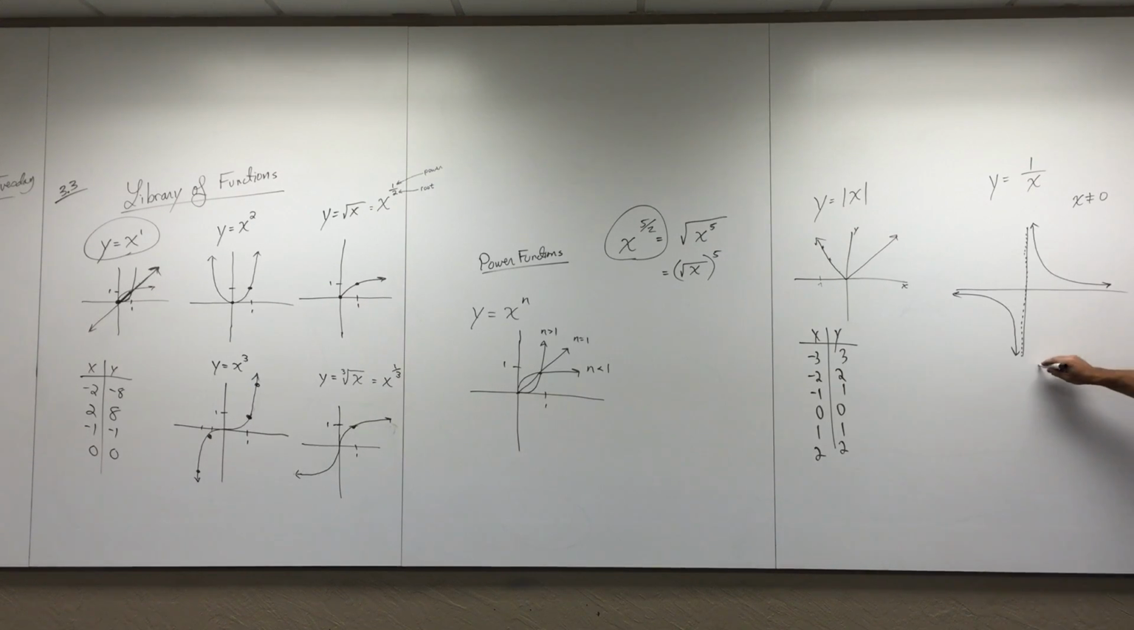And that dashed line is called an asymptote. And it's a vertical asymptote. Later we might do some horizontal asymptote. But that's the first time that's come up, right?